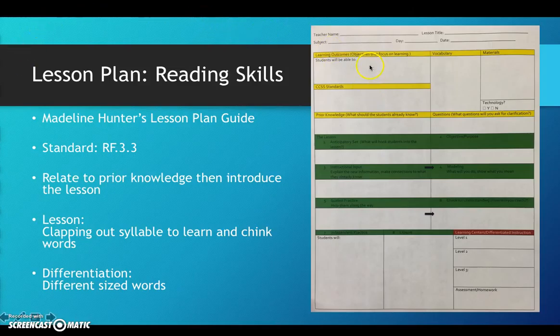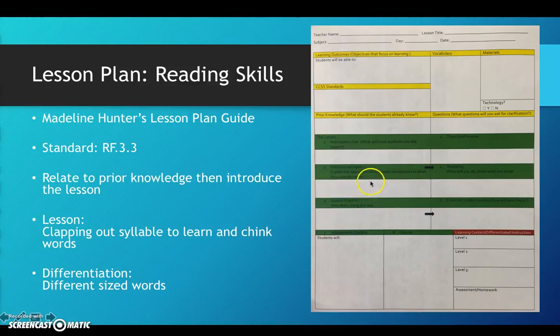You can see up here, we first put the learning outcomes, vocabulary, materials. What standard will you use? The Common Core State Standard. Prior knowledge to relate to this lesson. Questions that will ask for clarification. The anticipatory set: what will hook the students to the lesson? What's the objective and purpose of this lesson?